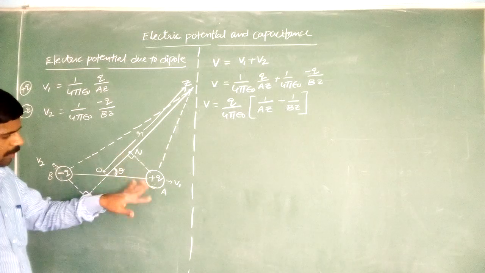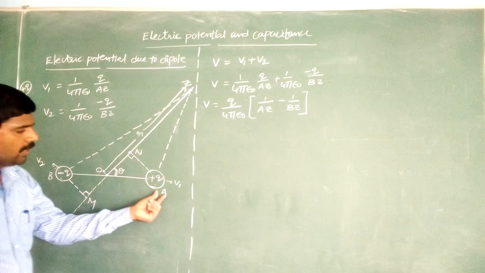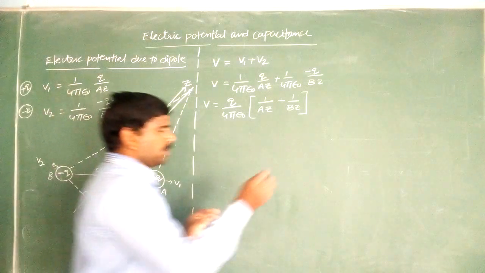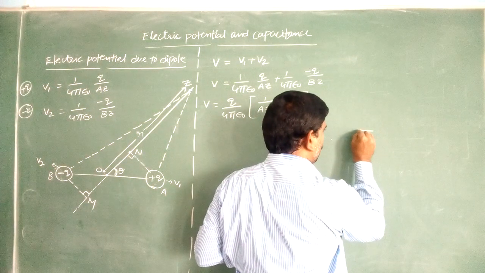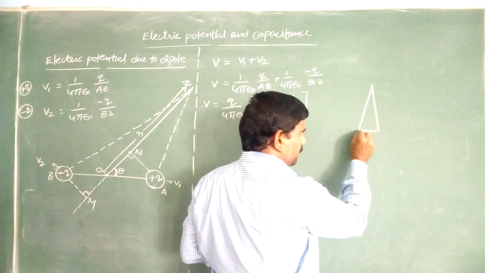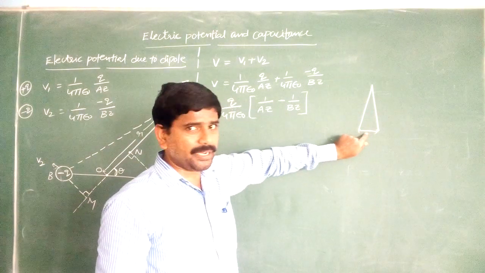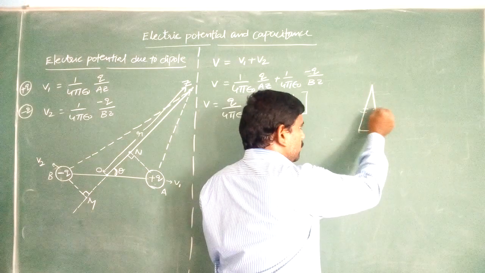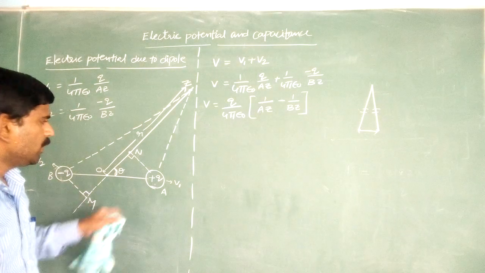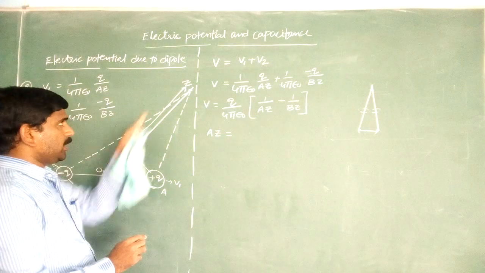From this triangle AZN, AZ must be equal to NZ. Why? Because observe here, if you take the triangle like this, compared to these distances, this is very small. In that situation these two are equal, according to the geometry. So AZ is equal to NZ.